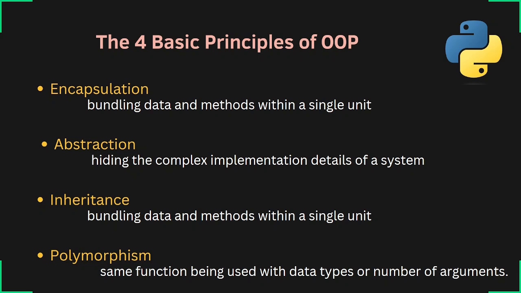The goal of polymorphism is to be able to reuse the same function in various forms for different classes or objects. Let me emphasize that again. The goal of polymorphism is to be able to reuse the same function in various forms for different classes or objects. Okay, so what's an example?